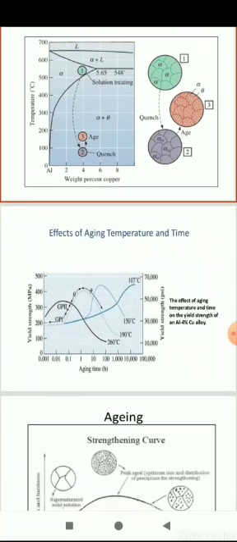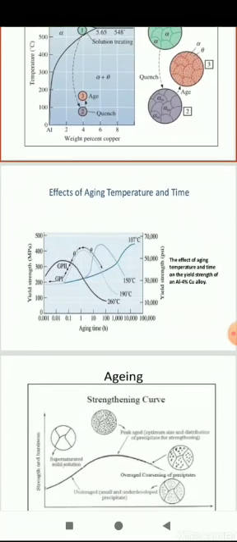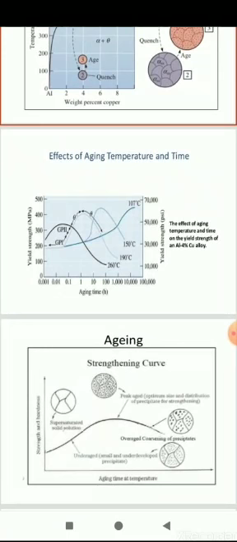Now, the effects of aging temperature and time. This graph shows the relationship between yield strength and aging time. Close to and above 400 degrees, we have GP2. What is the meaning of GP2? That is the grain boundaries, by phase number 2. Very carefully we have to look at the aging temperature, which here is 190 degrees centigrade.